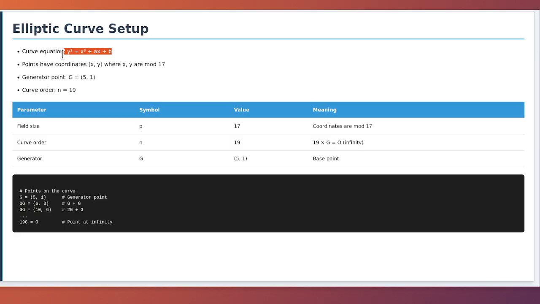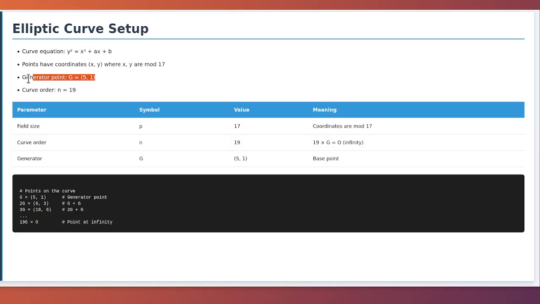However, for cryptography, we use elliptic curves over finite fields. This means we are only concerned with points that have integer coordinates, modulo some prime number. In our example, we work modulo 17, so points on our curve have x and y coordinates that are integers from 0 to 16. Not all pairs of numbers are on the curve. Only those that satisfy the curve equation modulo 17 are valid points. We have a special point called the generator point, denoted G for our example. G has coordinates 5, 1, which is written as G equals the ordered pair (5, 1).